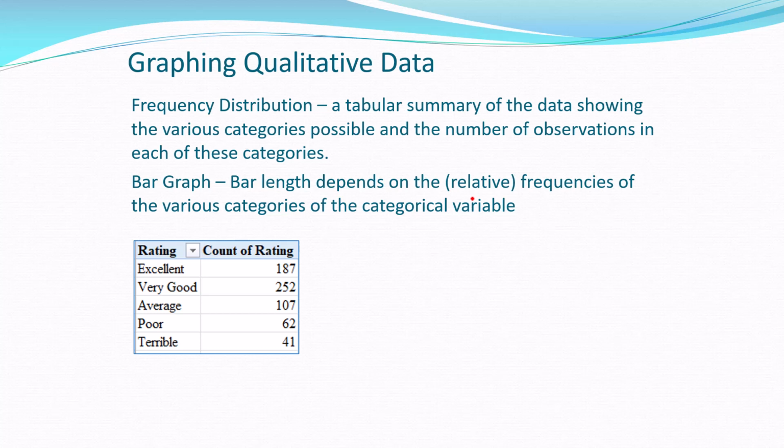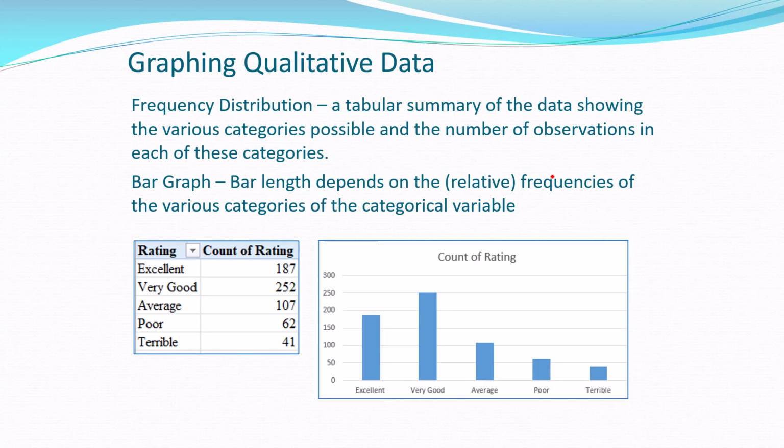And again, the qualitative or the categorical data are the categories: the excellent, the very good, the average, the poor, the terrible. And the bar length depends on the frequency or the relative frequency or the percent frequency of the various categories. And so I had Excel put together a bar graph. And so you can see in here that I have my 5 different categories, and the bars, how tall or short they are, are based on the ratings, the number of excellent ratings.